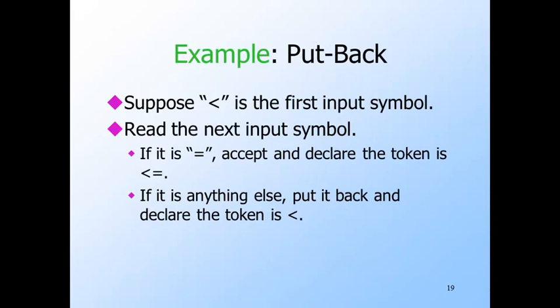Here's an example of why the ability to restore an input symbol just read back to the front of the input is important. Suppose the lexical analyzer is told to find the next token, and the first character it reads on the input is the less than symbol. It has to read the next input, and if that input is an equal sign, then we can be sure the token is less than or equal. But if the input is anything else, for example a blank, a letter, or a digit, then that character must be put back on the input and less than by itself declared to be the token.